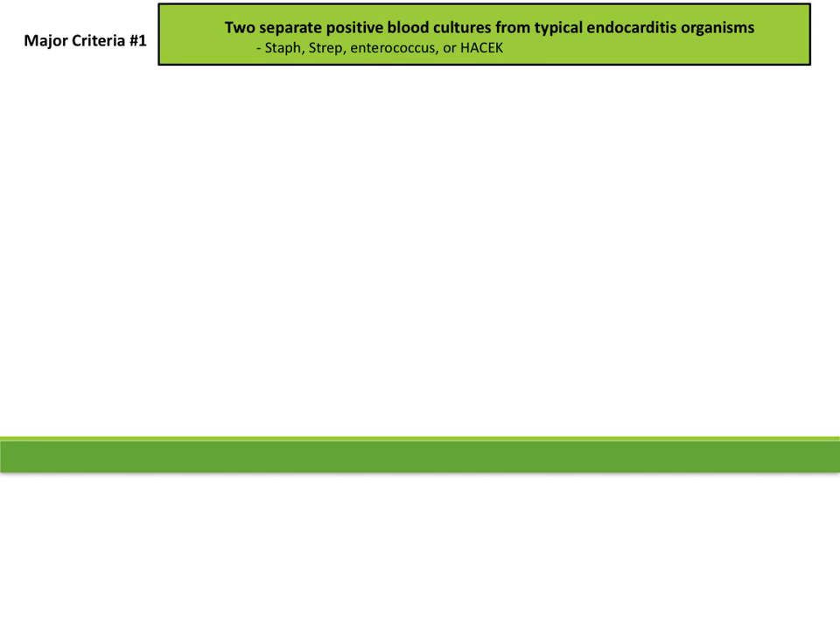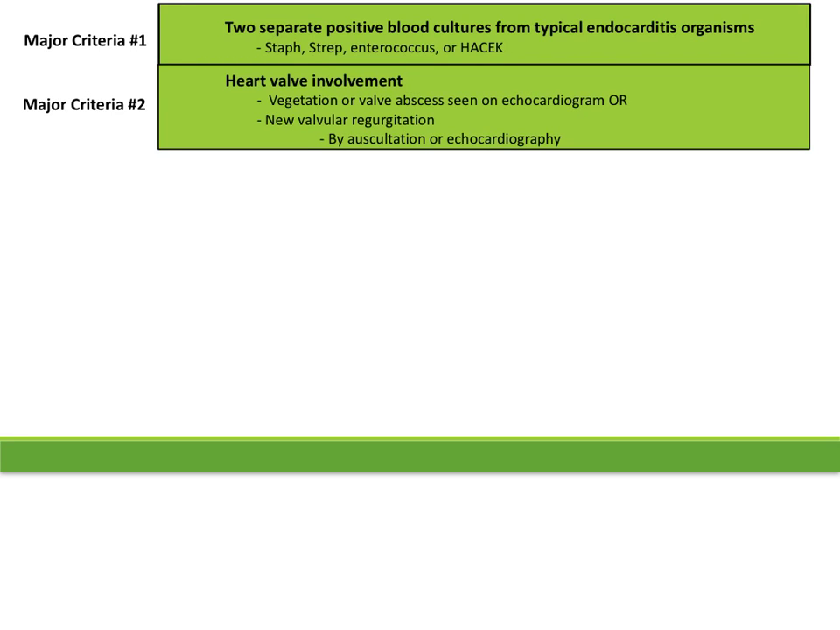The first major criteria is that you need 2 separate positive blood cultures from typical endocarditis organisms, things like staph, strep, Enterococcus, or HACEK bacteria. The second major criteria is that the heart valves need to be involved. That can either be from a vegetation or valve abscess seen on echocardiography, or a new valvular regurgitation, which you either hear by auscultation or see on echocardiography.